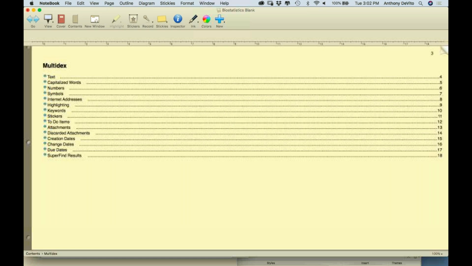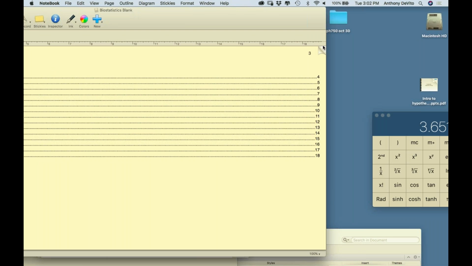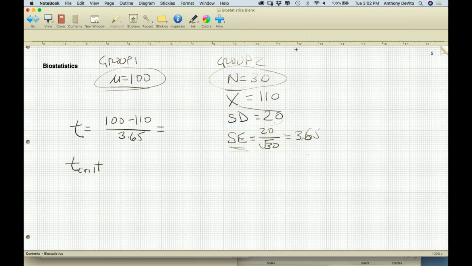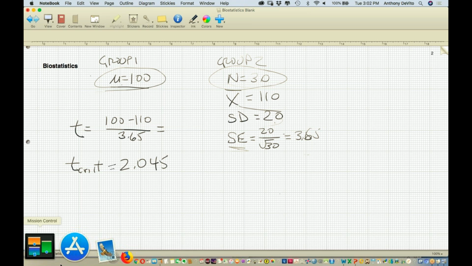So T critical has to be equal to or bigger than 2.045. So let's calculate the t-value. What is it?